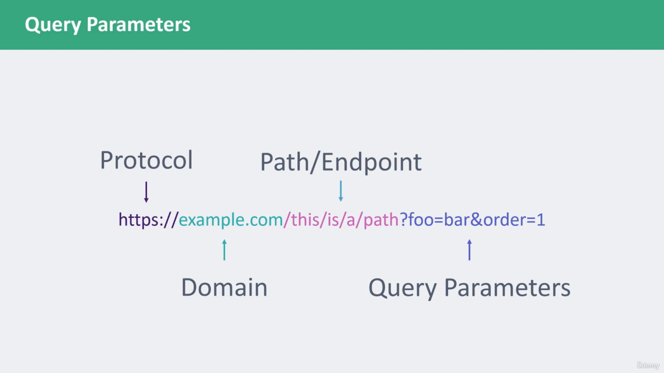Query parameters are key value pairs. If you want to add more query parameters, you need to use the ampersand character to separate the key value pairs. In this example, I'm sending two query parameters. The first is foo with a value of bar, and the second is order with a value of 1. The Vue router supports query parameters.